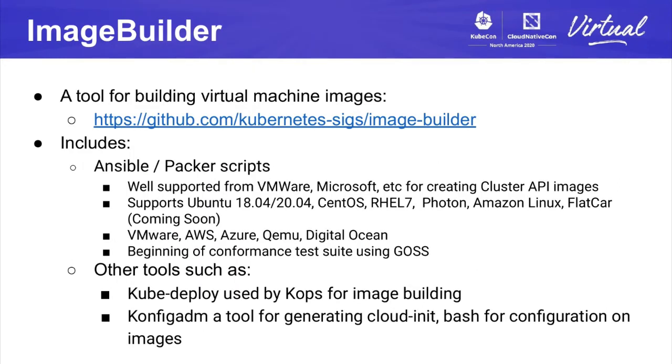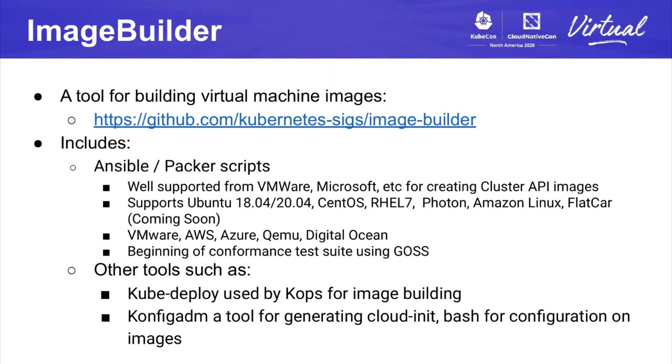Another project that we wish to highlight is Image Builder. Image Builder is essentially a tool for building virtual machine images, not to be confused with container images. It includes Ansible and Packer scripts, which are well supported by VMware, Microsoft, and other companies for creating Cluster API machine images. The current list of supported operating systems includes Ubuntu, CentOS, RHEL 7, Photon, Amazon Linux, and Flatcar support is coming soon. Image Builder is targeting VMware, AWS, Azure, QEMU, and DigitalOcean as providers of infrastructure.